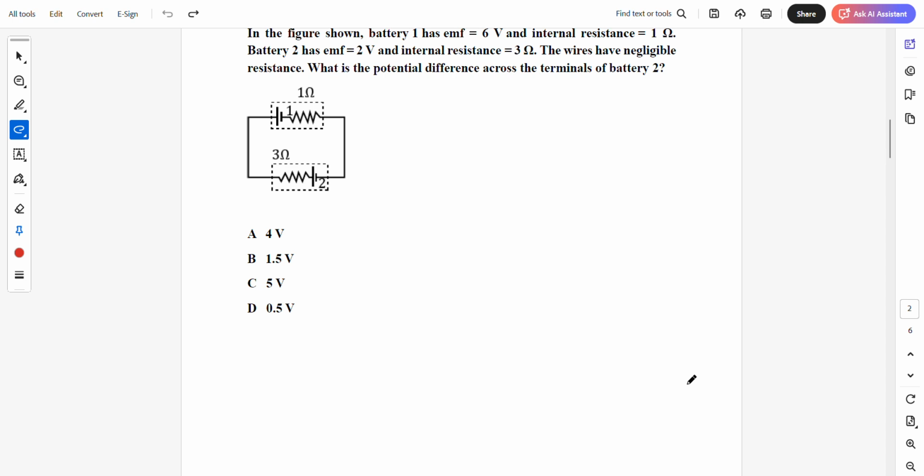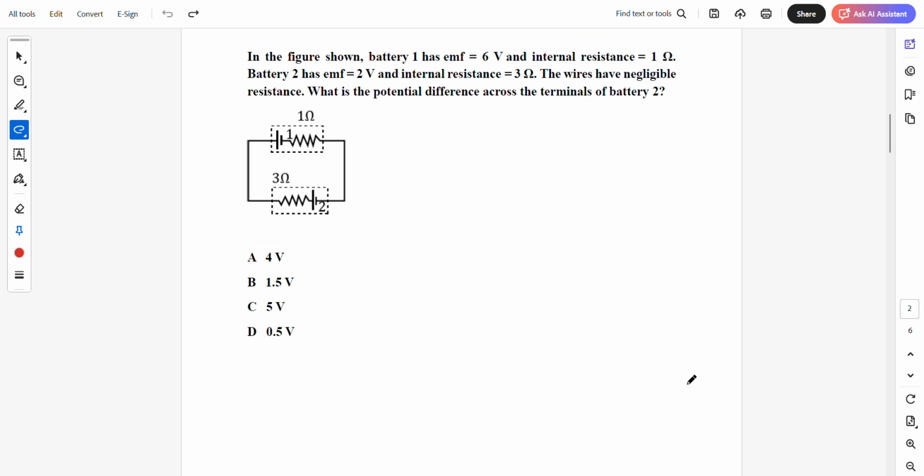What it is saying in the figure shown: battery 1 has EMF equal to 6 volts. This is plus and this is minus. This is 6 volts, and the internal resistance is given. They have given 1 ohm, small r is 1 ohm.